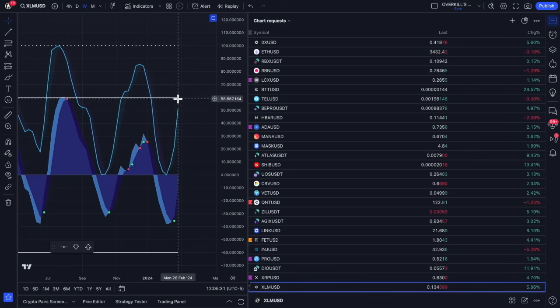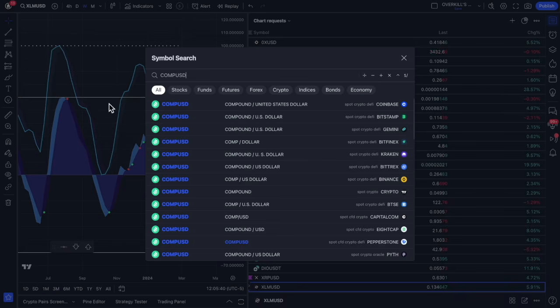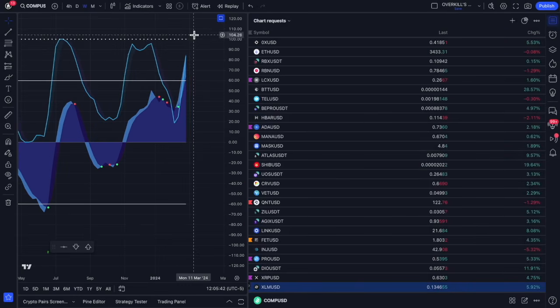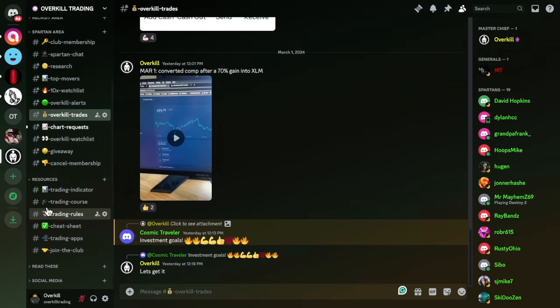You never want to try to time the top, folks. I guarantee you, taking profits when it makes sense is the best thing that you can do as a trader. But this thing has room to run, a lot more room to run than COMP. So that's why I took that trade there. So that's our sell strategy there on the rules.